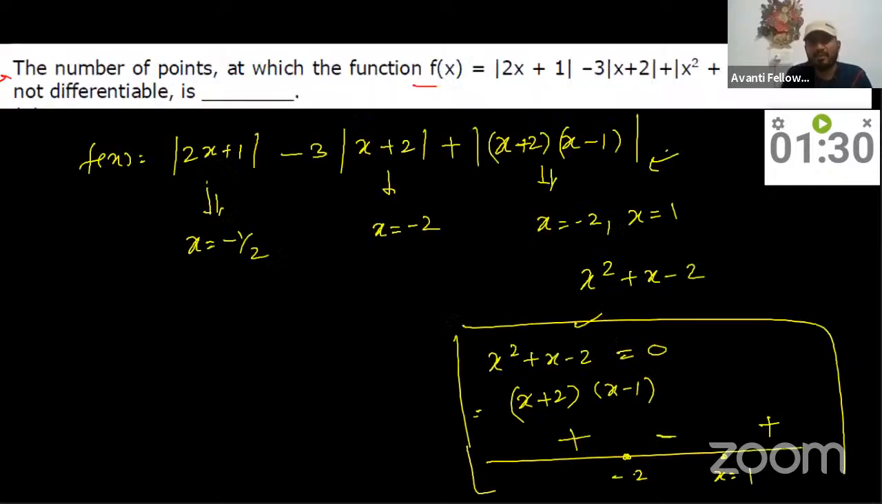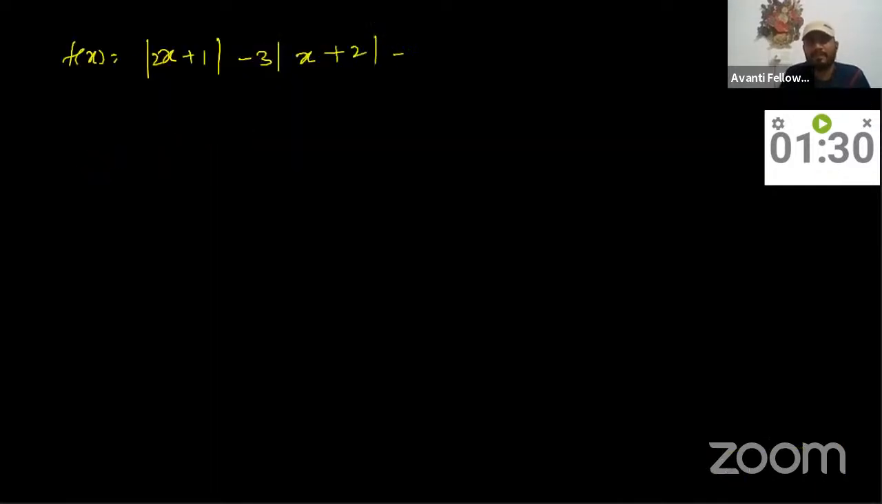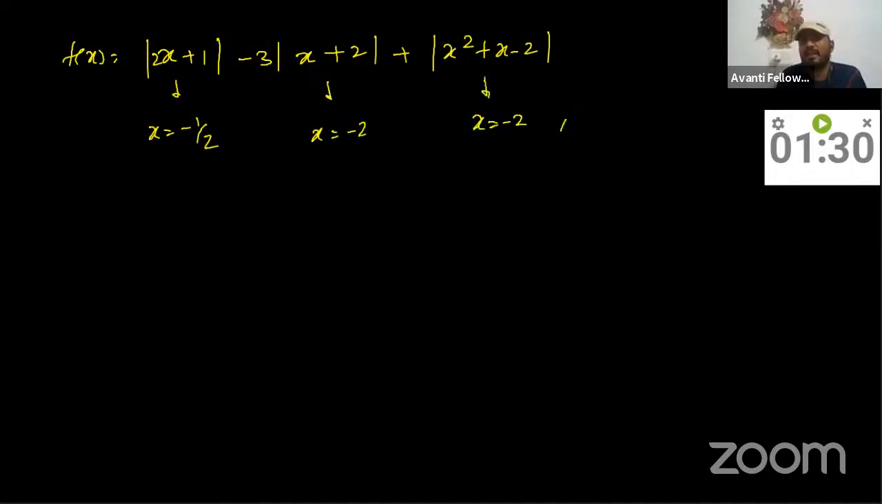Now let me write f of x again. f of x is equal to modulus of 2x plus 1 minus 3 modulus of x plus 2 plus this quadratic equation, that is x square plus x minus 2. Now let's write down their zeros. The first is x equal to minus 1 by 2. The second becomes 0 at x equal to minus 2, and the quadratic will become 0 at x equal to minus 2 and x equal to plus 1.